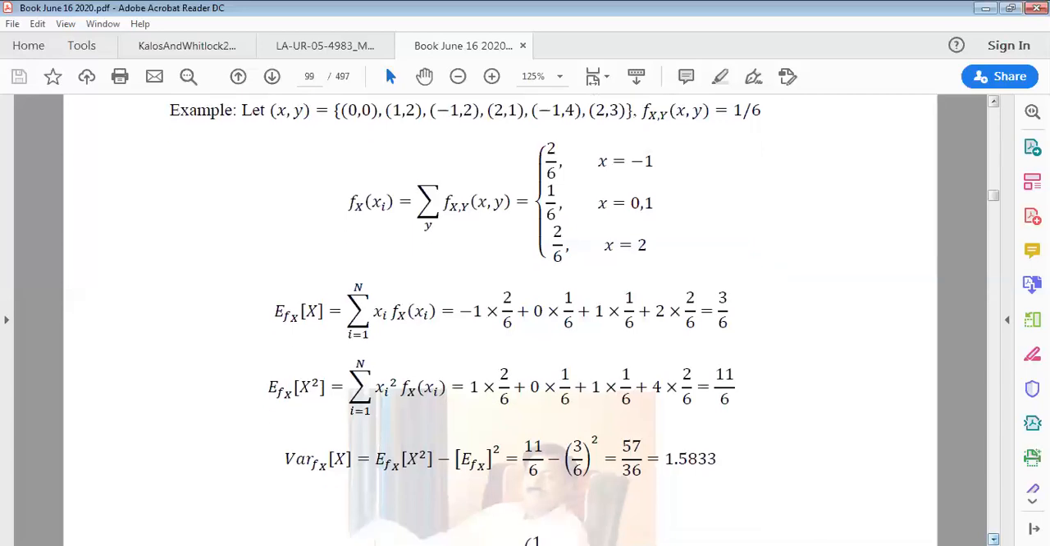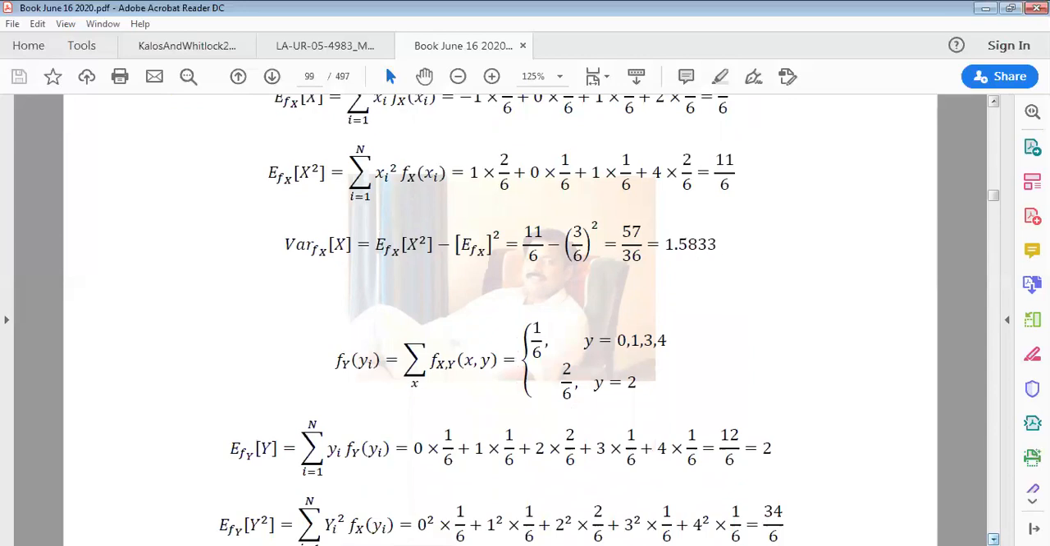Now I find the expectation value of x squared in the same way. I square this number, I square this number, I square this number, I square this number, and I multiply them by the individual probabilities, and I get this number. From this number, I get the variance, the spread of the random variable x, as the expectation value of x squared minus the expectation value squared, and so that comes out to be 1.5833.